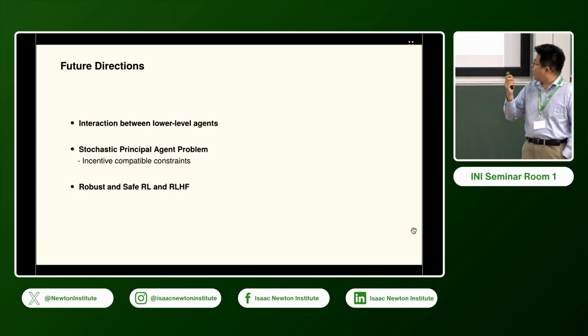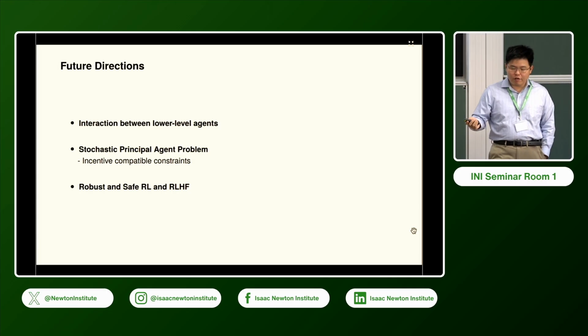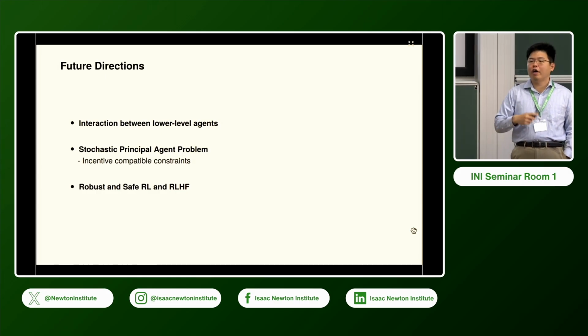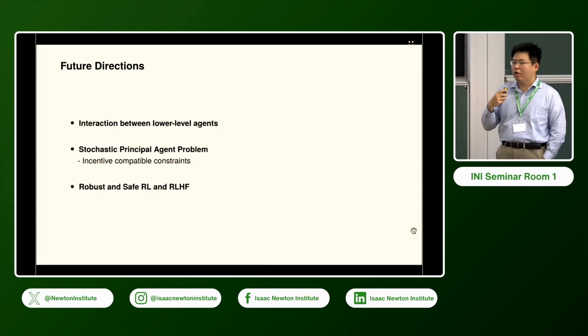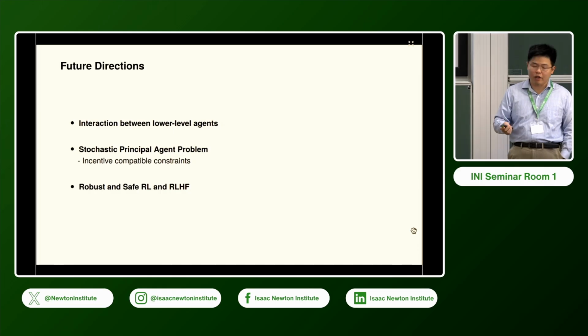The second thing is that from econ theory, a lot of times in mechanism design, you have all kinds of incentive compatibility or individual rationality type of constraints.